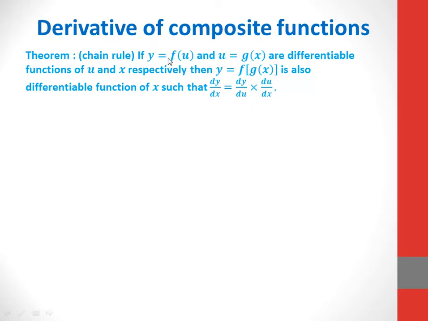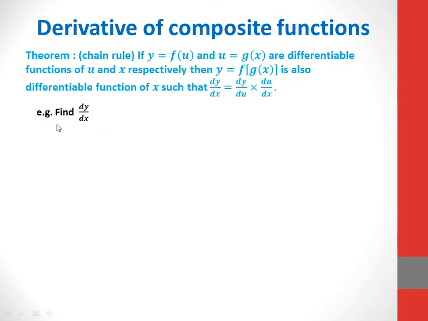So here there are two functions given to you. First one is y is equal to f of u and the other one is u is equal to g of x, by which we get the composite function f of g of x. It is a differentiable function, and to get the derivative of this we use this chain rule. Now let us see the working of this chain rule by one example.